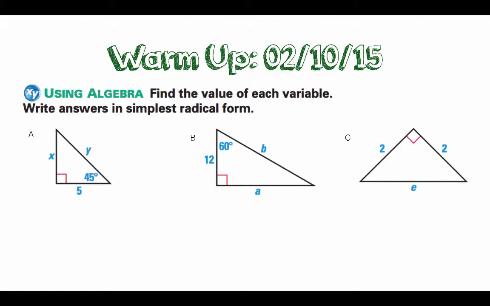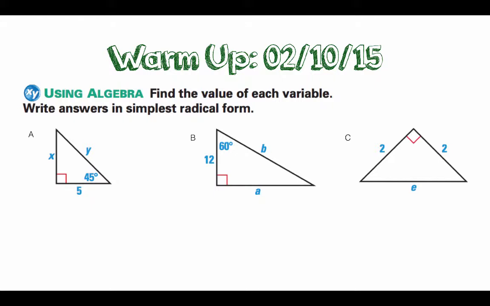Now, first and foremost, we're going to talk about the 30, 60, 90 triangles and the 45, 45, 90 triangles. Basically, we are going to be using the same ratio to solve these problems. All right? So for problem A, you're going to use the 1 to 1, the sides are the same, and then the hypotenuse is the side times the square root of 2.